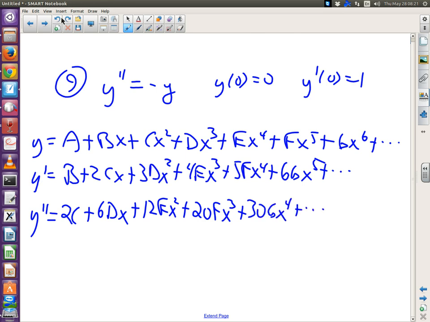Okay. If you plug in 0 for x in the first line and you set it equal to 0, what's a? 0. Zero's out all the x's and it equals 0, so a is 0. Now, y double prime is equal to negative y. So 2c's got to be negative 0. Can you solve for b right now? y prime of 0 is equal to 1. Yeah, you can do that too.